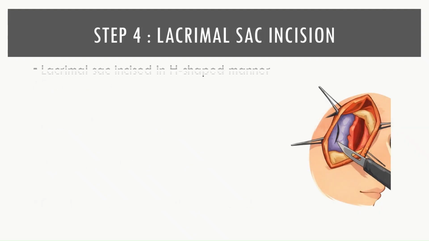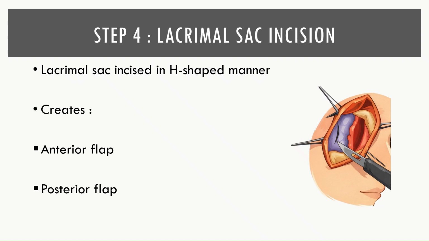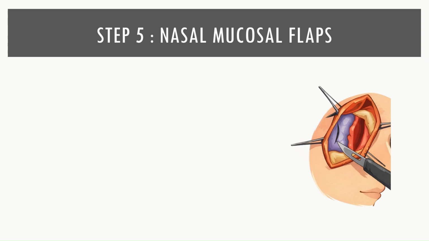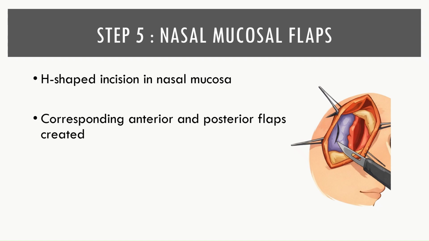The lacrimal sac is then incised in an H-shaped fashion, creating anterior and posterior mucosal flaps. The nasal mucosa is also incised in an H-shaped pattern, giving corresponding anterior and posterior flaps.